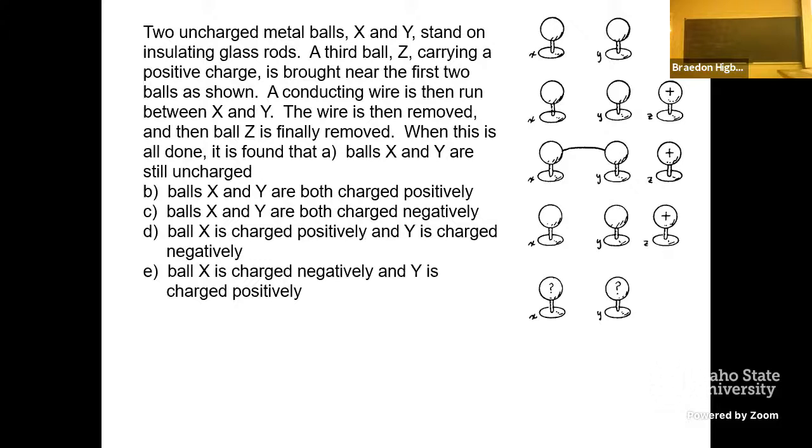What do we have as far as charge on balls X and Y as a result? We didn't actually have any physical contact with ball Z to either X or Y, but we did have a connection briefly between balls X and Y. So which of these statements is correct? Are X and Y still uncharged? Are X and Y both positive, or X and Y both negative? Or X is positive, Y is negative, or X is negative and Y is positive? Pretty much all possibilities are covered here. Think about this question for a bit, please.